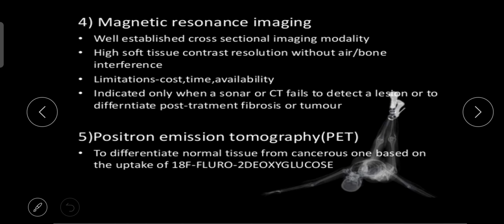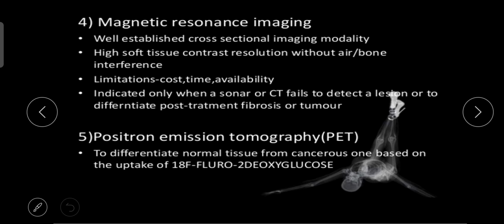MRI, magnetic resonance imaging, is a well-established cross-sectional imaging modality with high soft tissue contrast resolution without airborne interference. Limitations include cost, time, and availability, and it is indicated only when sonography or CT fails to detect a lesion or to differentiate post-treatment fibrosis from tumor. If with the help of sonography or CT scan we are not able to find out the problem, then only will we advise the patient to undergo the MRI.